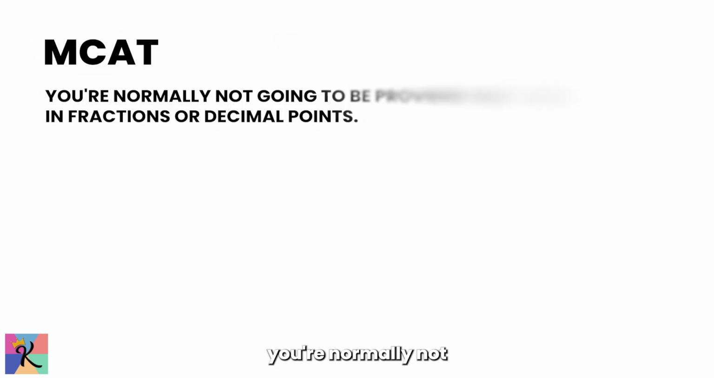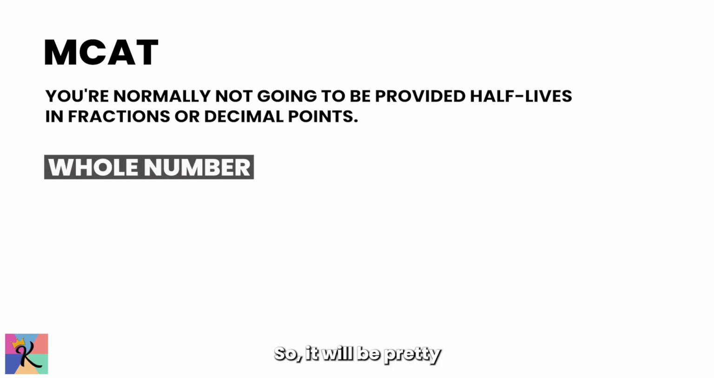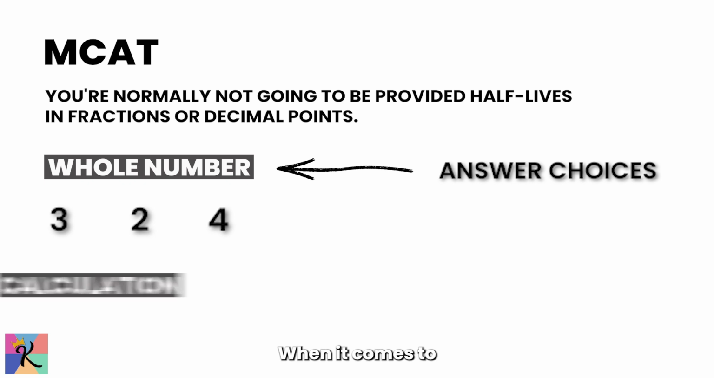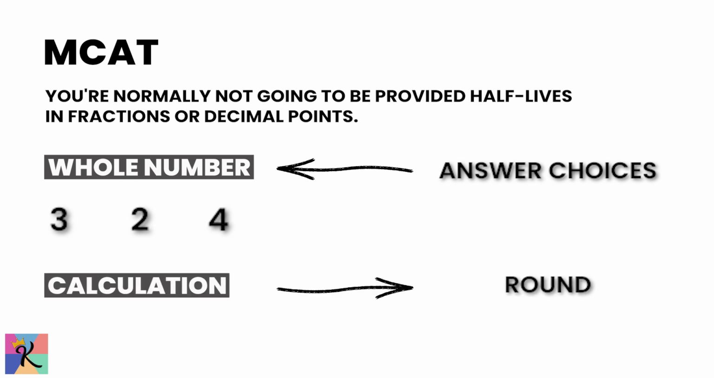So on the MCAT, you're normally not going to be provided half-lives in fractions or decimal points. It'll generally be a whole number. So it will be pretty easy to suss out 3, 2, 4, and so forth. Of course, that means the other answer choices will also be whole numbers in most cases when it comes to picking the half-life. When it comes to calculation, you always want to round, and that's just going to be dependent on when you do it.